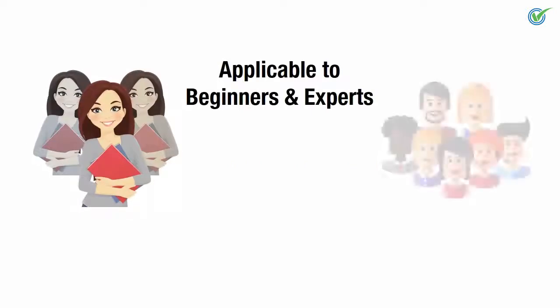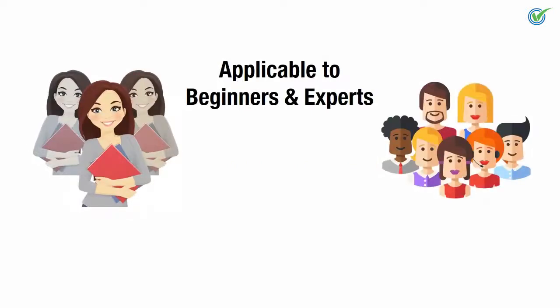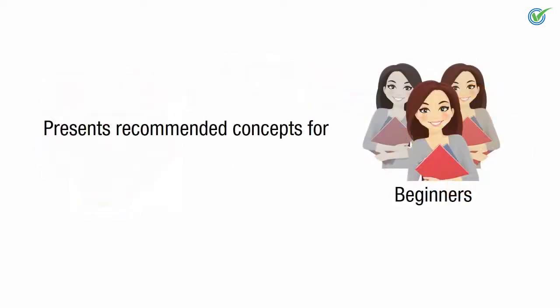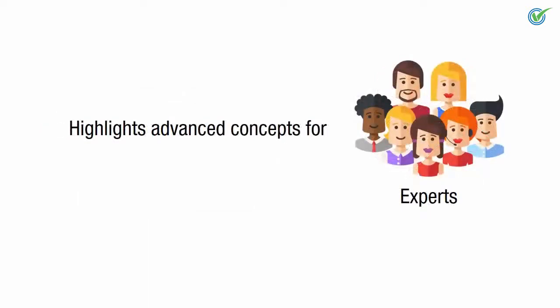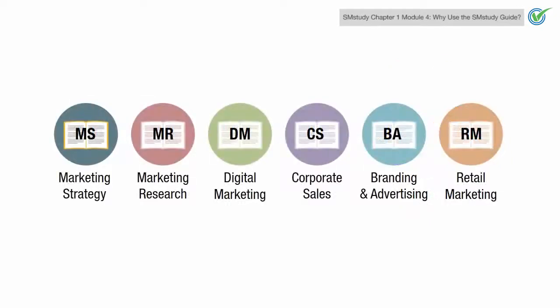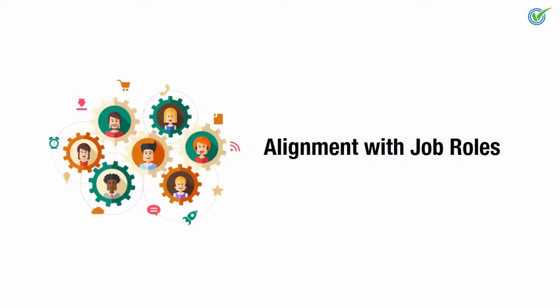Applicability to beginners and experts alike. The SMstudy Guide presents recommended concepts that beginners should know and also highlights advanced concepts for individuals who have more experience and who are on their way to becoming experts in the field. Readers can decide which of the 6 sales and marketing aspects are most relevant to them and select from the available books accordingly. Alignment with job roles. The aspects included in the SMstudy Guide are organized to align with the most common or typical job roles or career fields of sales and marketing.